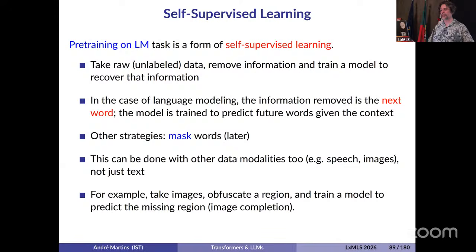It's not the only way. One alternative to predicting the next words is to mask words and then train the model to recover the words that have been masked. I'm going to talk a little bit about that in a bit. And of course, you can do the same thing with other modalities besides text. For example, for images, you can hide a part of the image and train a model to recover the missing part of the image. The same thing works with speech and audio signals and so on.